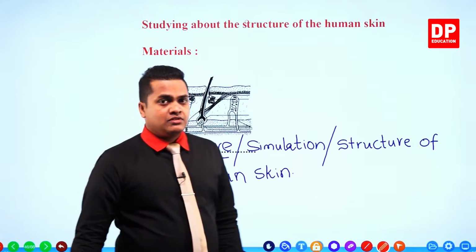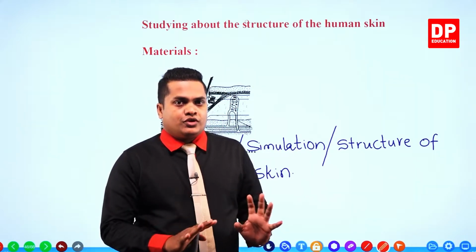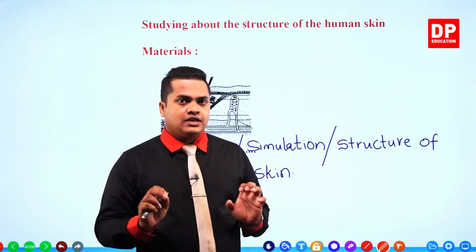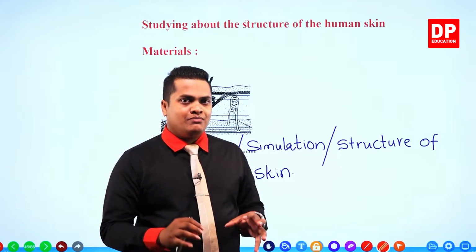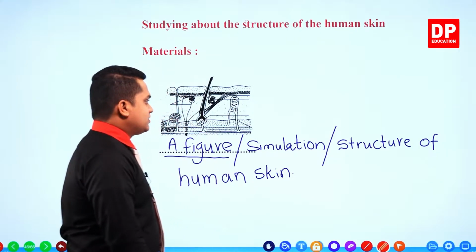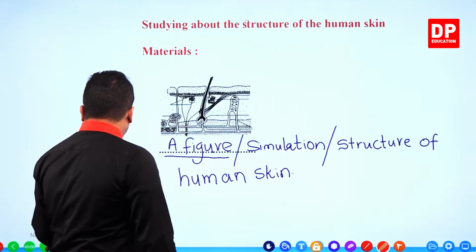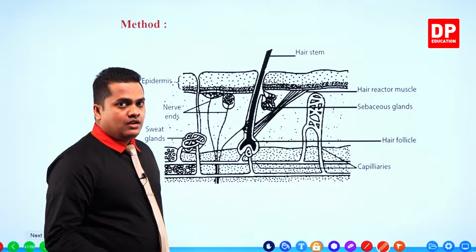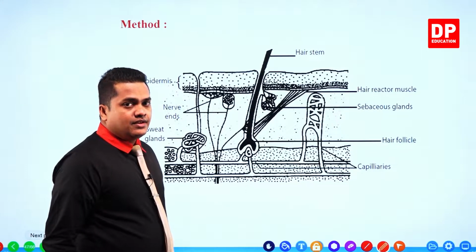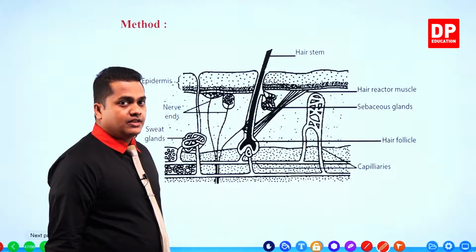Now I'm going to use the simulation to show you what parts are contained in the human skin. Before that, I'm going to show you the method of doing this activity. The method is really simple, my dear children. You are given a figure also. Observe the figure very well and find the components and the things contained within the skin.